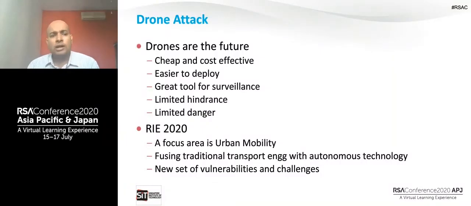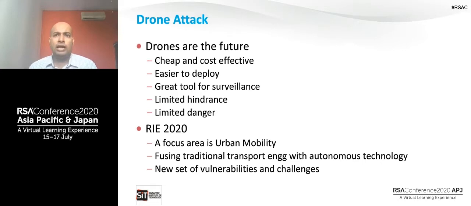At the launch of RIE 2020 plan in Singapore, announcements were made regarding the future in four technology domains. In the service and digital economy domain, one of the three focus areas is urban mobility. Urban mobility aims to fuse traditional transport engineering with autonomous technologies, real-time analytics, modeling, and simulation to transform how we plan routes and dynamically manage real-time traffic events.